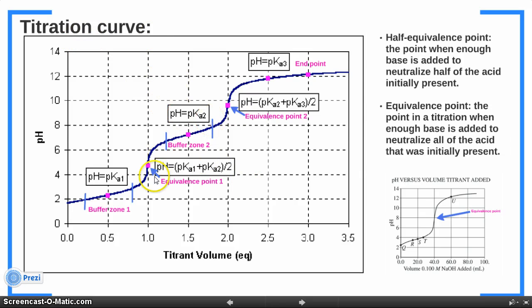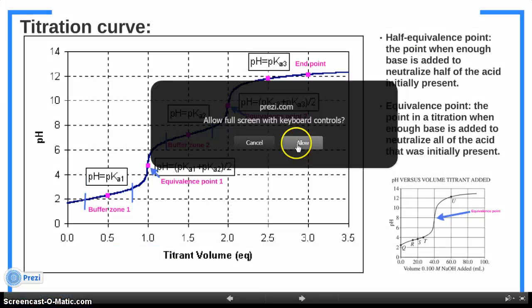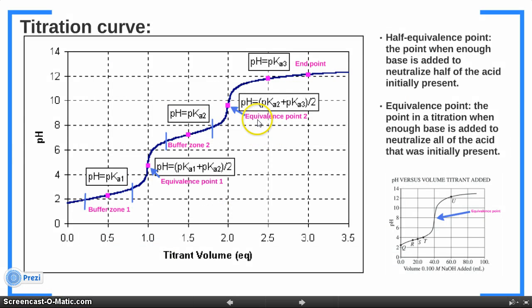Titration curves. This is a buffer region. This is a buffer region. This is the equivalence point. These two are buffer zones, while these are equivalence points, and that's the end point.